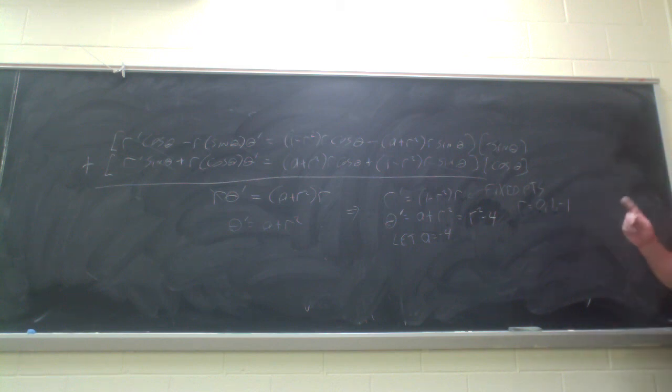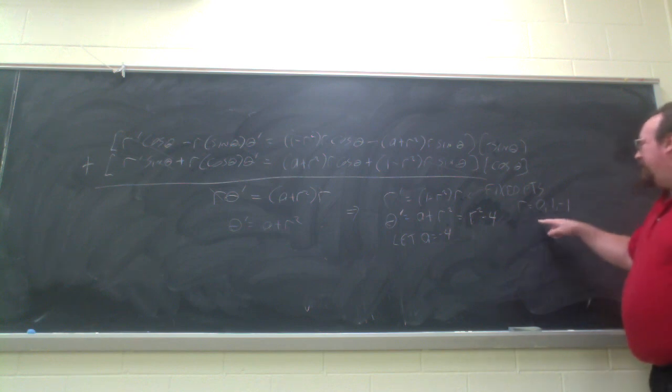However, it's not necessarily a circle. Wait, we don't have it confirmed yet, because we don't know what theta is doing yet. What if we're not getting an entire circle? We're restricted to a circle, but let's see what happens. So we'll make a chart here.